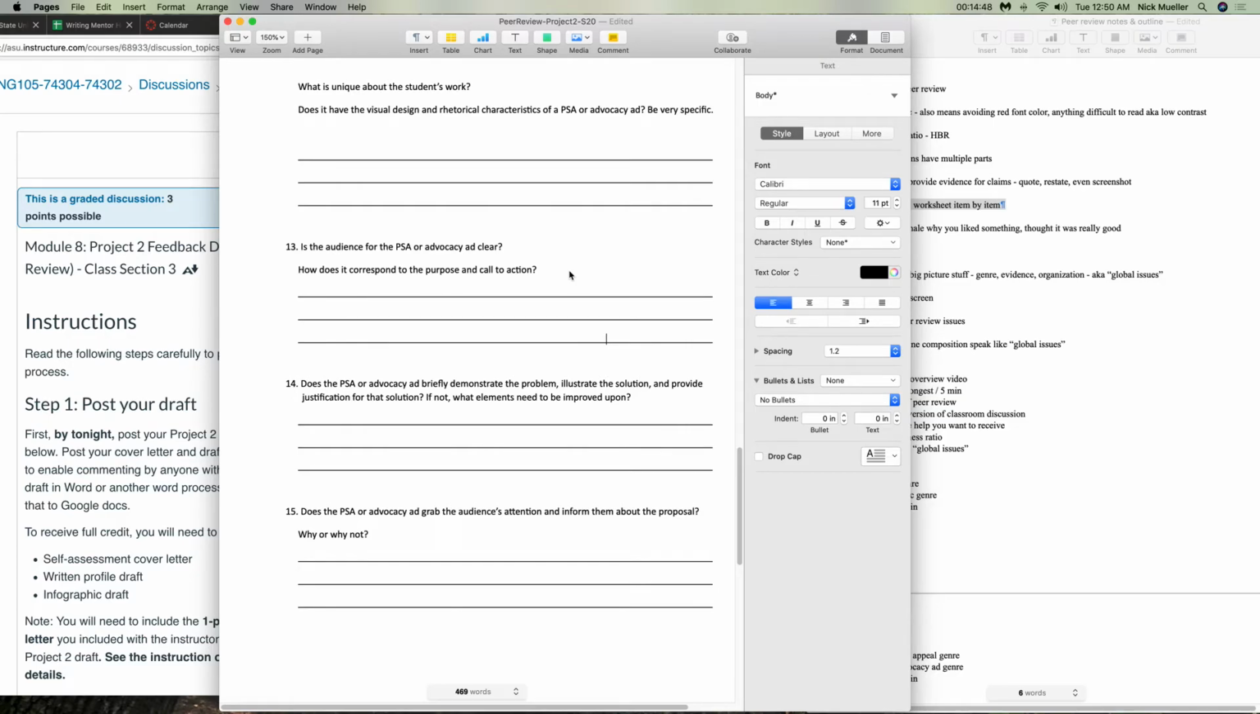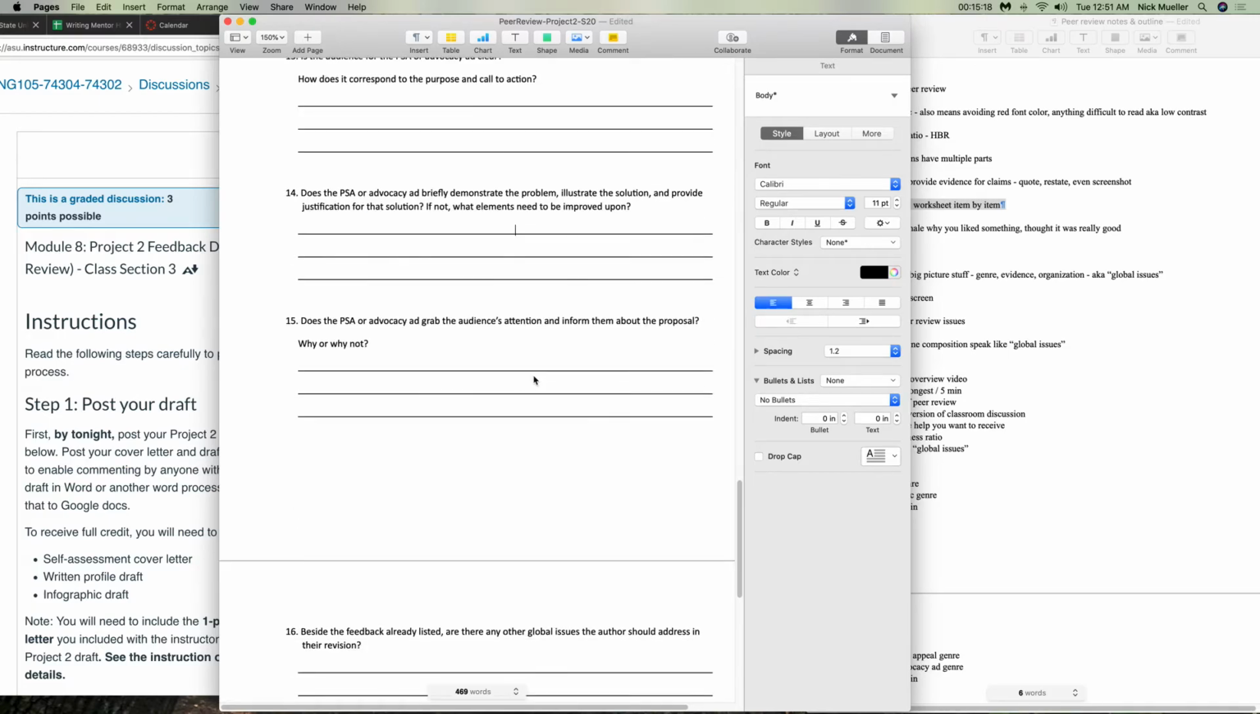The purpose is more of a logical appeal with a bit of ethos mixed in, right? The call to action is pathos. Are those synced up? Okay, those are on the text, right? And are those two in turn synced up with how the audience is addressed in the PSA or advocacy ad? If the answer is yes, then congratulate your peer. They've done something pretty impressive there. If not, if there's some shortfall, if there's some gaps, alert your peer to what those are.